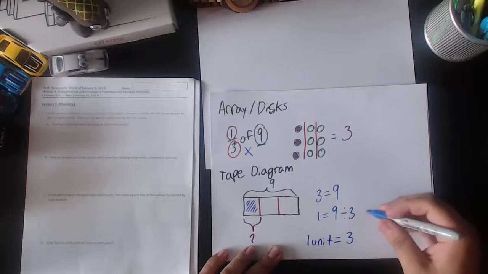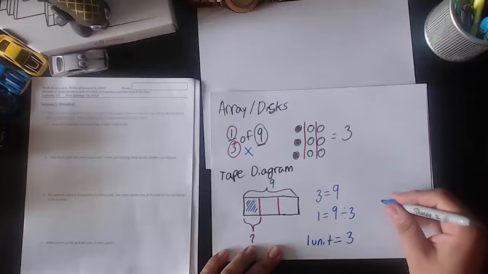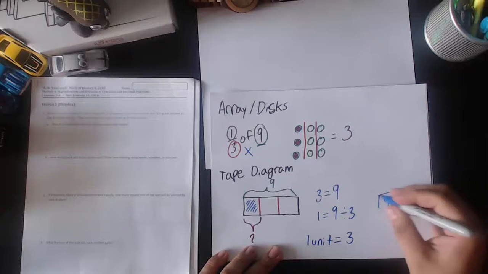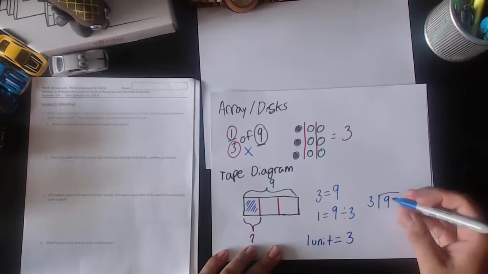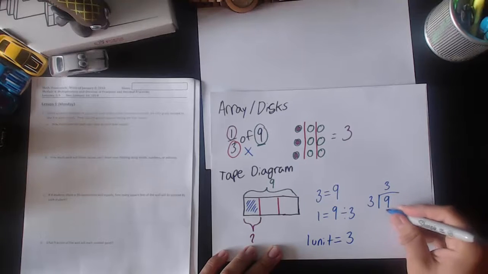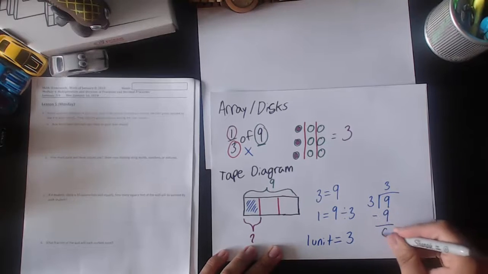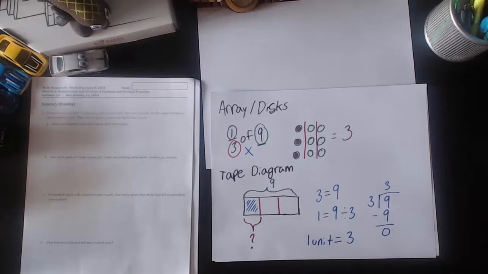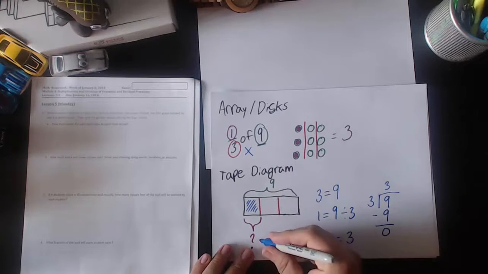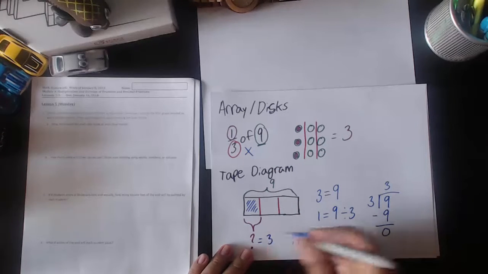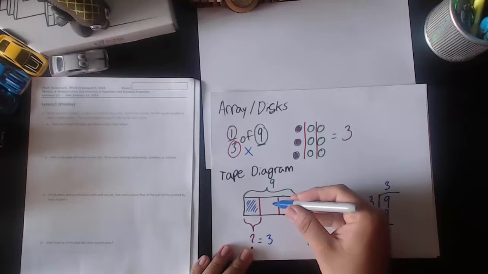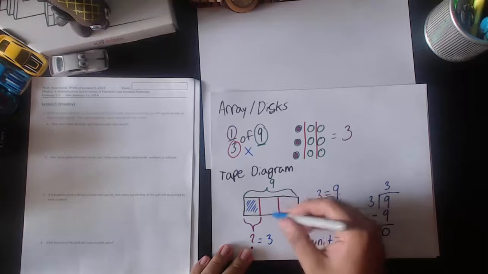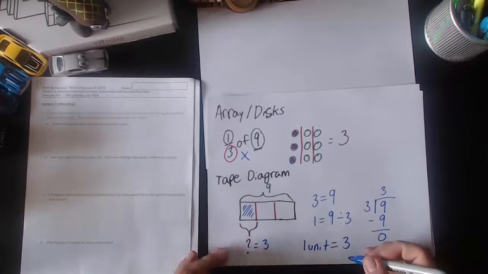Now, if we were to write this in our division problem with our little house, our 9 would be on the inside, and our 3 would be on the outside. 3 goes into 9 3 times to give us 9, with the remainder of none. So our 1/3 equals 3. And how do we know? Because we have 3 in here, 3 in here, and 3 in here to make up the whole 9.